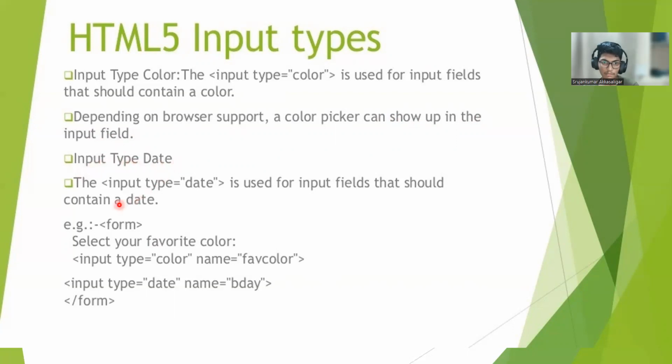Input type date. Date is an input type in which you can choose the date. For example, open a form, select your favorite color. Here the input type is mentioned as color, and then name equal to favoritecolor. And here, take another input field that is date and name it birthday. And then close the form.